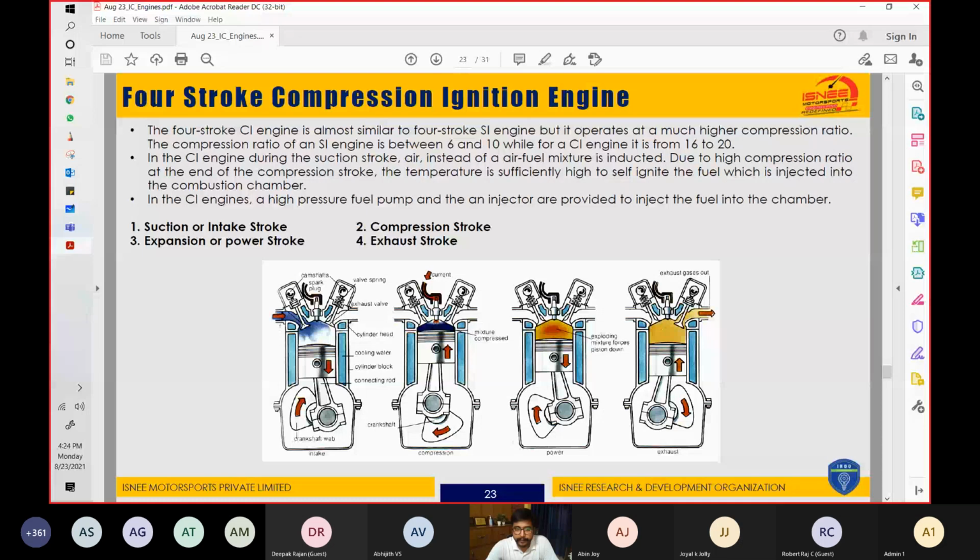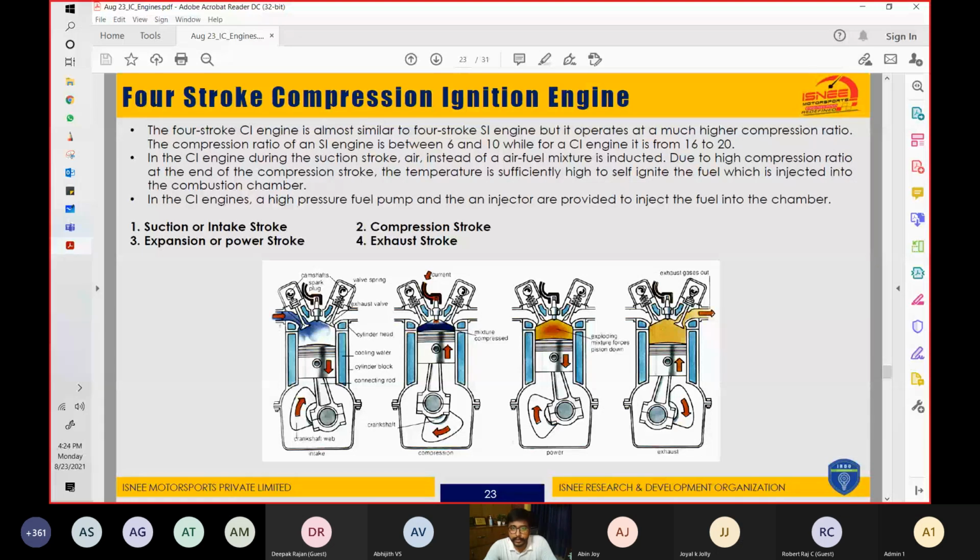The spray is so fine that it is sprayed over the hot air. The 4-stroke compression ignition engine is almost similar to the 4-stroke spark ignition engine, but it operates at a much higher compression ratio. The very first thing is that the compression ratio in the spark ignition engine is very low compared to the compression ratio of the compression ignition engines, or the CI engines.